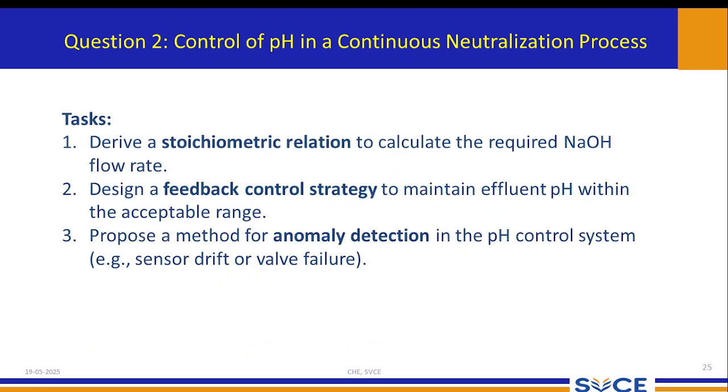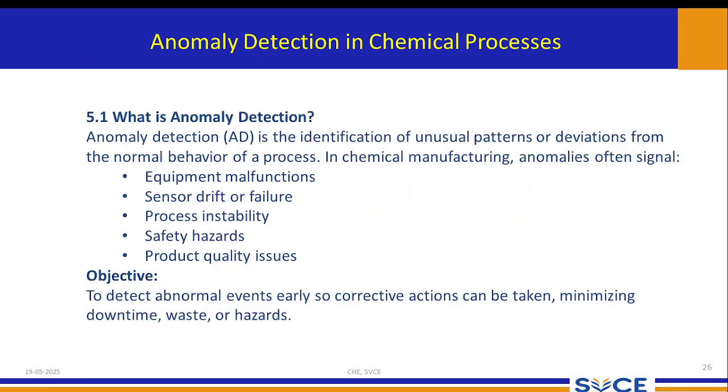Derive the stoichiometric relation to calculate the required sodium hydroxide flow rate. Design a feedback control strategy to maintain effluent pH within the acceptable range. Propose a method for anomaly detection in the pH control system. Example, sensor drift or valve failure.